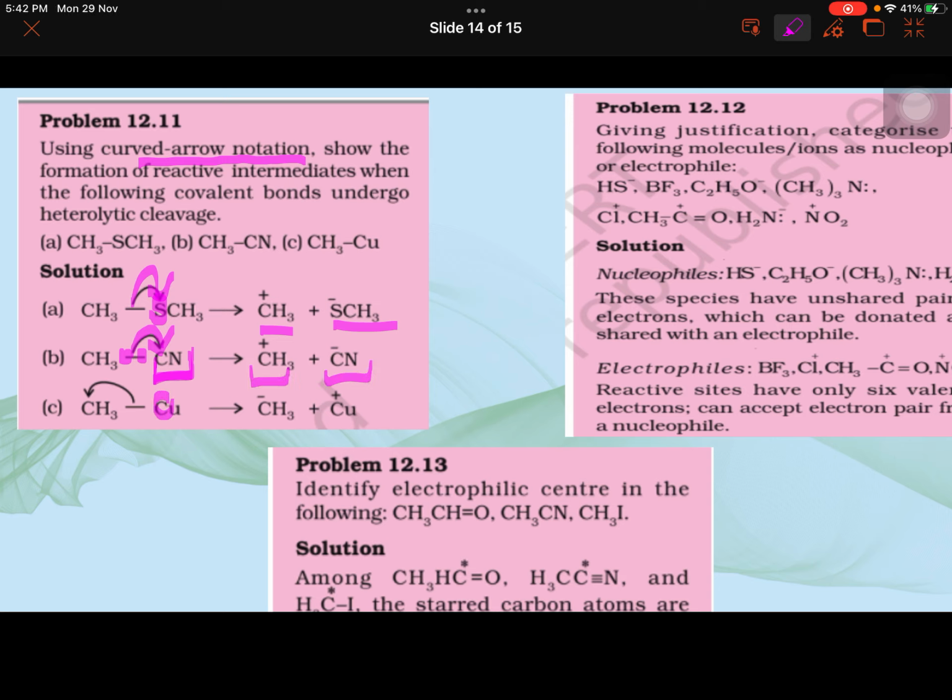Here it's a metal, copper. Copper or any other metal can never have a negative charge. So the electrons are always going towards carbon. That will be a carbanion and copper ion.